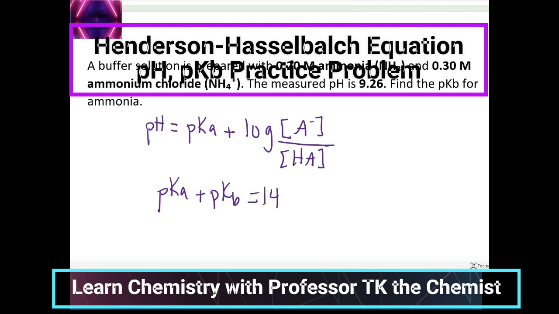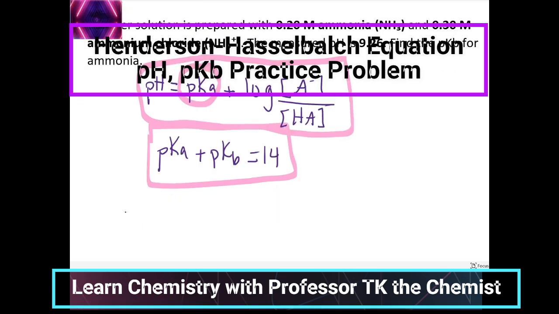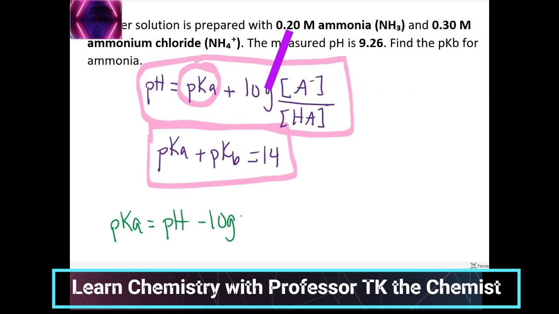Now, keep this in mind because we are going to redo this formula right here. We're going to redo this formula like we did previously, where we solve for the pKa first, work backwards, and then plug it in to this formula down here. I'm going to write that formula again to find the pKa. So pKa is equal to pH minus the log of A over HA.